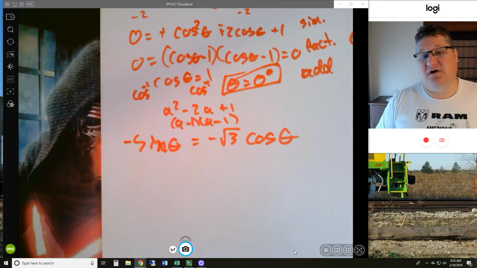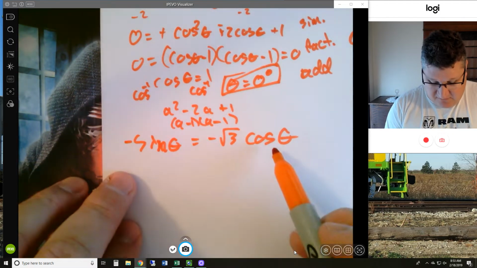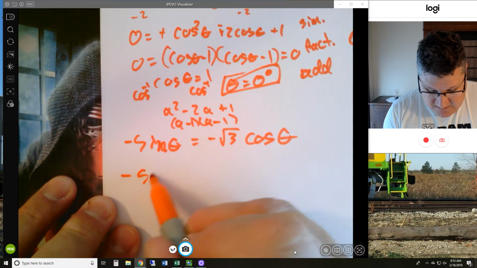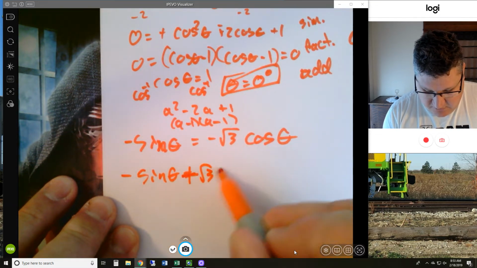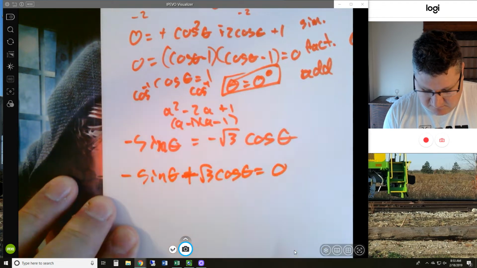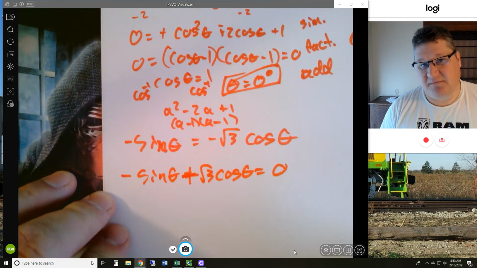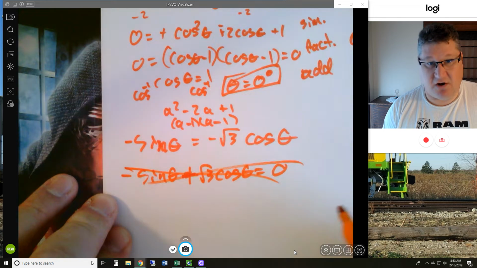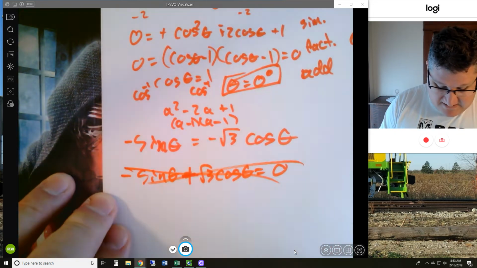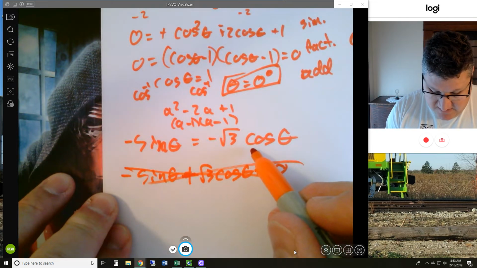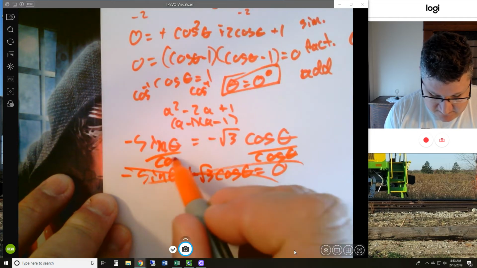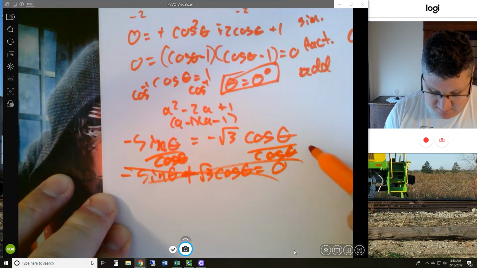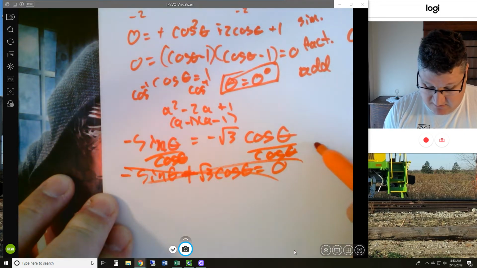Now, this one I chose because it's a little different. If I try to subtract this over, negative sine theta plus root 3 cosine theta equals 0, that would be my first thought, but that doesn't help me. That's a no-go. Okay, what we can do is I can divide both sides by cosine theta. And I say, whoa, Mr. Moore, are you dividing by 0? Well, we're going to have to look at that here in a minute.